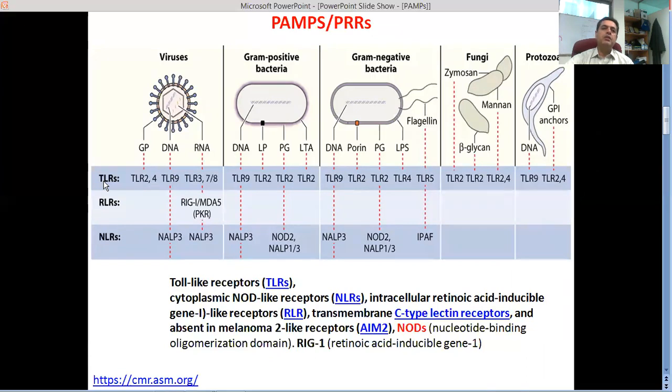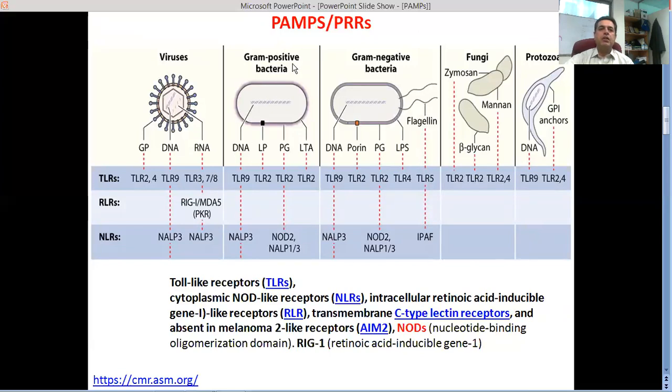Most of them are the toll-like receptors. So the glycoprotein, for instance, of viruses is recognized by these toll-like receptor 2 and toll-like receptor 4. Similarly, the DNA of this virus can be recognized by this toll-like receptor 9. Similarly, RNA of this particular virus can be recognized by other receptors present on the surfaces of cells, which are the toll-like receptor 3, 7, or 8.